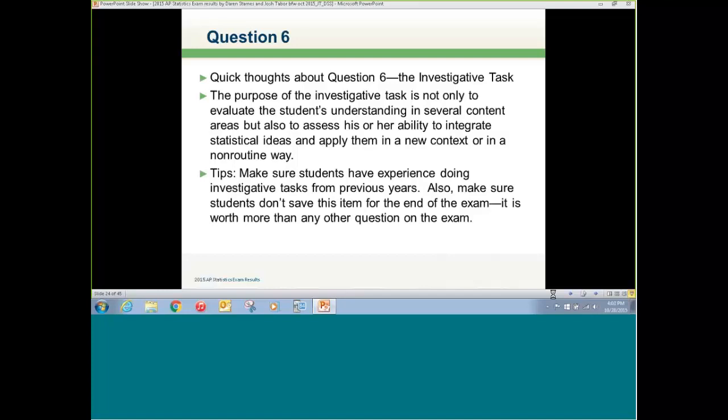So some tips about question 6. Make sure that students have some experience doing these investigative tasks from previous years. Also, make sure students don't save this item for the end of the exam. It does come very last in the exam, but it's worth more than any other question. It's 25% of the free response, which is 50% of the overall. That makes this one question 1/8 of the entire test score.